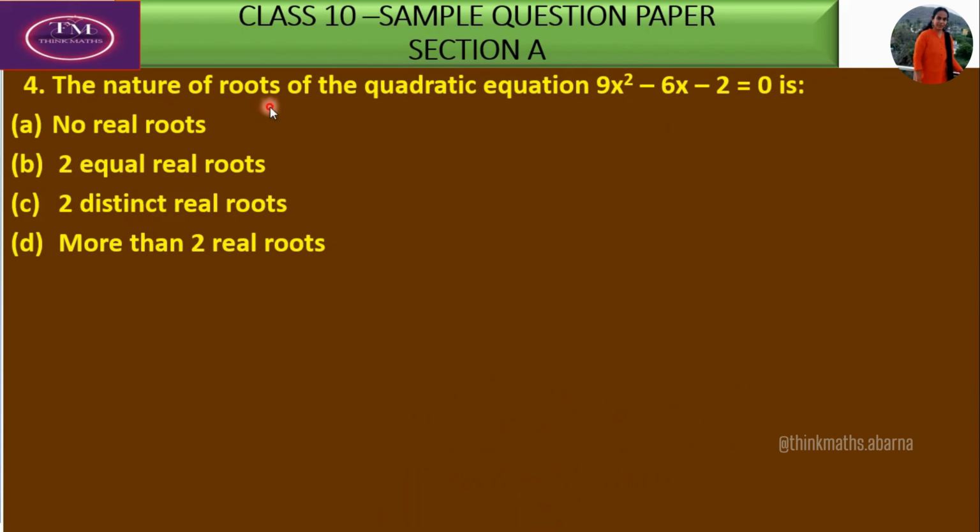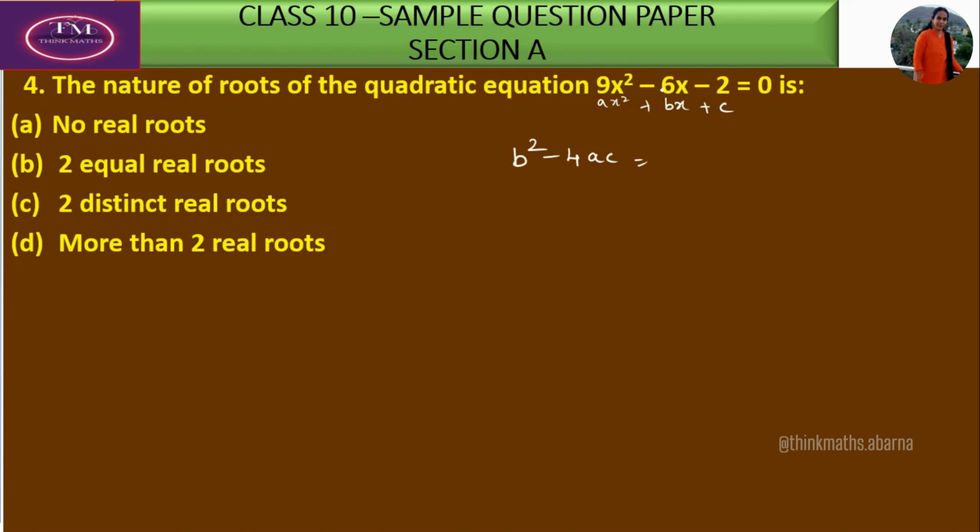The nature of roots of the quadratic equation 9x square minus 6x minus 2 is equal to 0 is: no real roots, two equal real roots, two distinct real roots, more than two real roots. Here they are not asking what the roots of this equation are, just the nature of the roots. To know the nature of the roots, we have to find only the discriminant. What is the discriminant? It is nothing but b square minus 4ac.